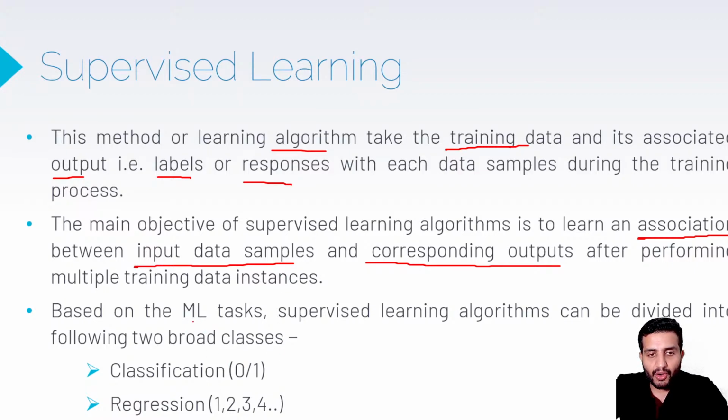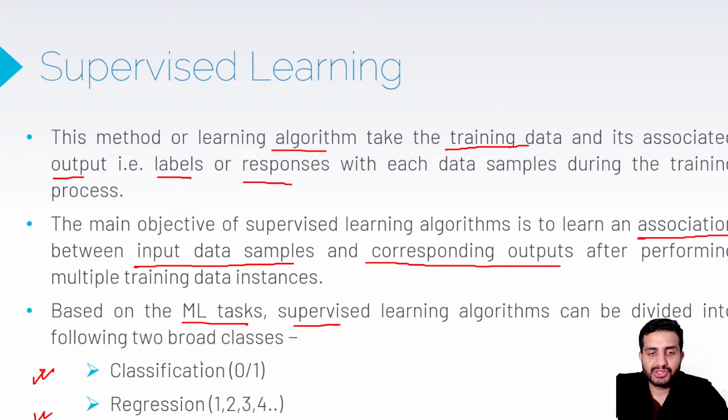So based on the objectives, the ML task, what problem statement, what outputs, the different types of outputs, supervised methods can further be broadly classified into two different classes. One is a classification problem, the second is a regression problem. So two further subtypes of my ML: classification and the second is regression.